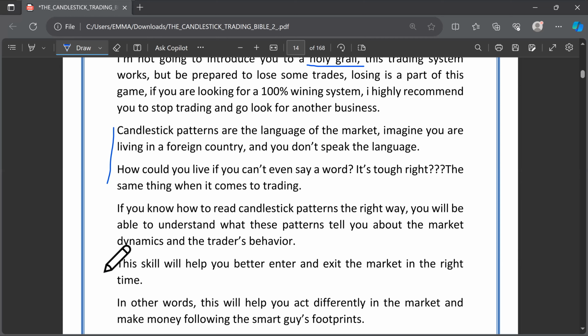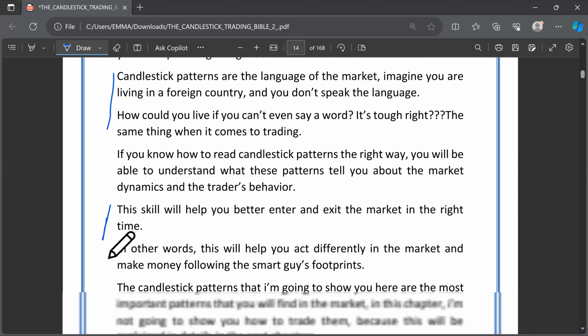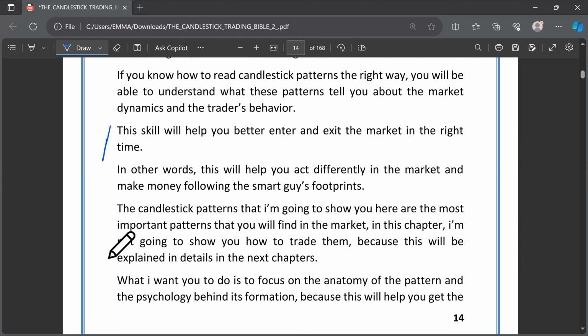That is it. Now, if you know how to read candlestick patterns the right way, you will be able to understand what this pattern tells you about the market dynamics and the traders' behavior, right? You will know what is happening, the reactions of the buyers and the sellers. This will help you better enter and exit the market at the right time, right? In other words, this will help you act differently in the market and make money following the smart guys' footprints.